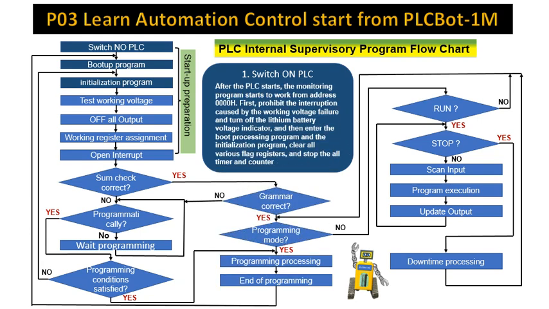After the PLC starts, the monitoring program starts to work from address 0000H. First, it prohibits the interruption caused by working voltage failure and turns off the lithium battery voltage indicator, and then enters the boot processing program and the initialization program, clearing all the various flag registers and stopping all timers and counters.